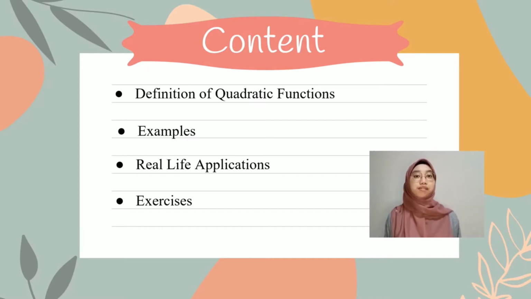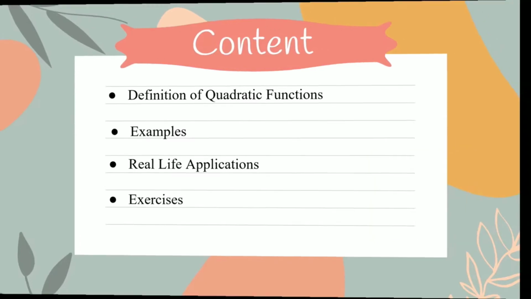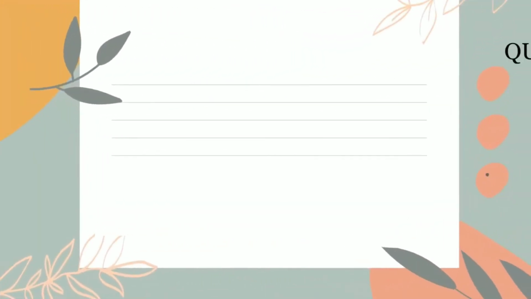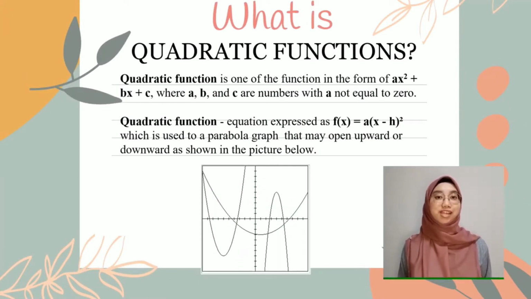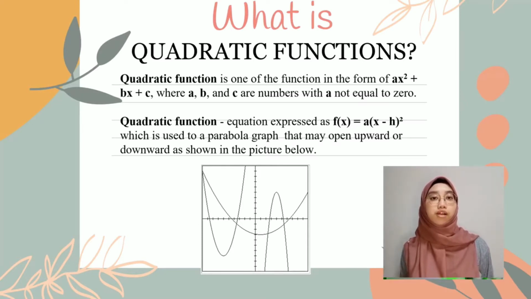This presentation will cover the definition, example, real life application and also the exercises. Before we go further, let me explain what a quadratic function is. Actually, a quadratic function is one of the equations in the form of ax squared plus bx plus c, where a, b and c are numbers, and a is not equal to 0. Its equation is expressed by f(x) equals a times (x minus h) squared plus k, which is used for a parabola graph that may open upward or downward, as shown in the picture below.